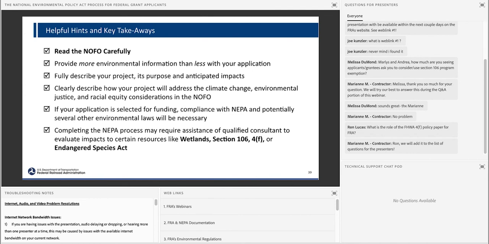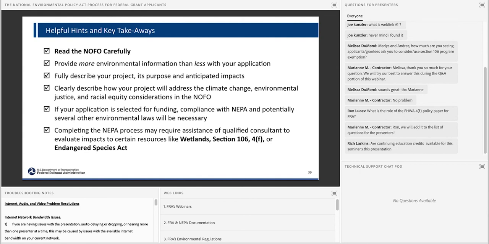So fully describe your project, its purpose and anticipated impacts, and clearly describe how your project will address climate change, environmental justice, and racial equality considerations that are in the notice of funding opportunity. I kind of touched on that earlier in the presentation. So you could talk about taking truck traffic off the road, using more efficient types of equipment, providing jobs, connecting communities. And so those are just different things.